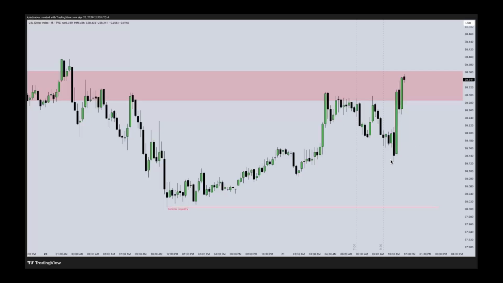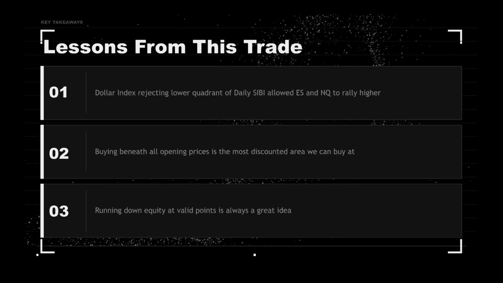So we ultimately ended up sweeping out sell side liquidity and running higher. And as you can see, if you check the charts for today, once this run higher happens on the dollar index, the S&P 500 and the Nasdaq kind of just rolled over this morning. So lessons from this trade, key takeaways from today: the dollar index rejecting the lower quadrant of the daily SIBI allowed ES and NQ to rally higher.